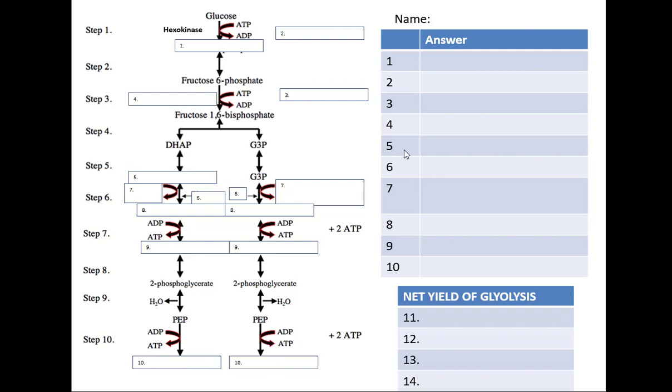Does it make sense? And you can answer it here, and you can write down the net yield. Can I say 2 ATP? Not 4 ATP, right? 2 ATP because it is net. And 2 water, 2 NADH plus proton, and the last one is 2 pyruvate. So this is glycolysis.